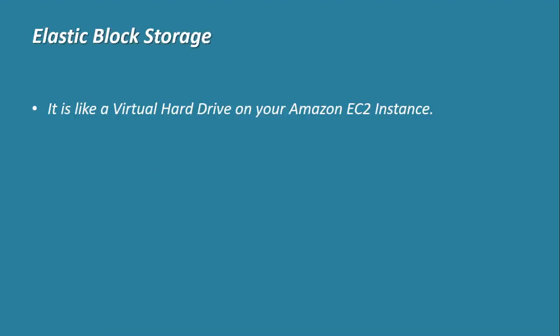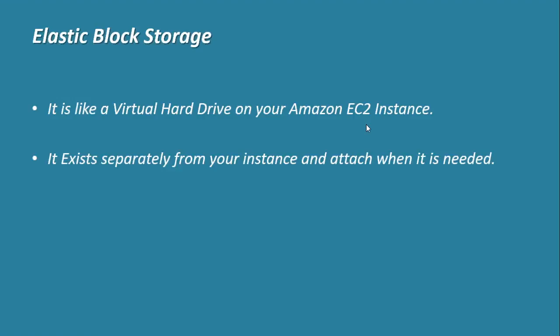For block storage, Amazon provides us EBS, elastic block storage, as the third category. Block storage is like a virtual hard drive on your Amazon EC2 instance. It exists separately from your instance and is attached when it is needed. So it is just like a volume lying in some other place, and you are just attaching it to your EC2 instance.